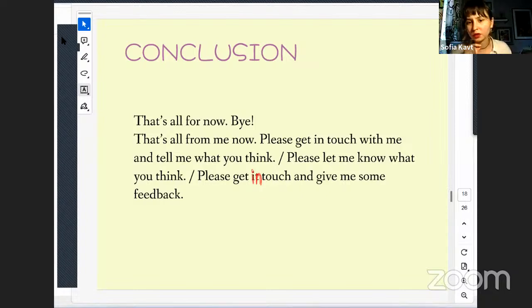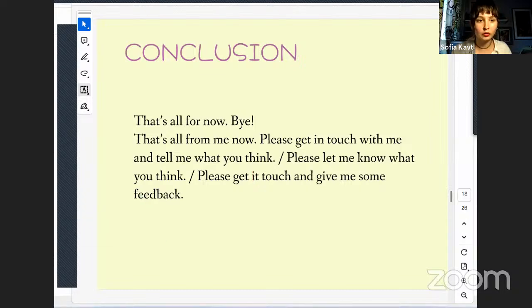You don't necessarily have to say that you're waiting for feedback, but at least say goodbye to your friend, say that it's all for now. By the way, it's not really recommended to use phrases such as that's all I wanted to say, goodbye, because that's not how you actually talk to your real life friends. And the more naturally your monologue sounds, the better your score is.